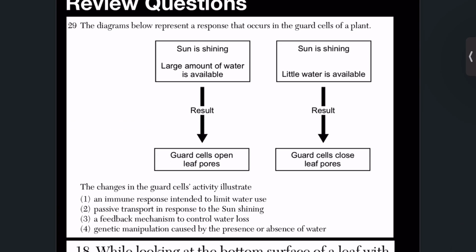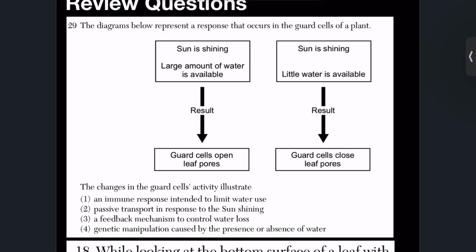First one, we have number 29. The diagram below represents a response that occurs in the guard cells of plants. So when the sun is shining and a large amount of water is available, it causes guard cells to open leaf pores, and when the sun is shining and little water is available, it causes guard cells to close leaf pores. We're asked, the change in the guard cells' activities illustrates... So this is really a question about controlling the opening and closing of the stomata.